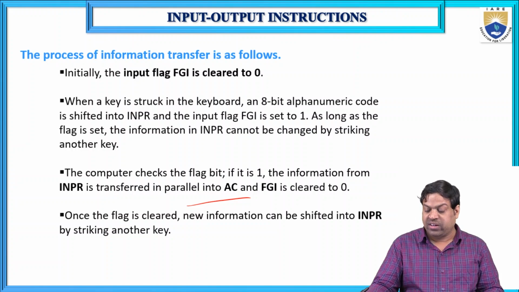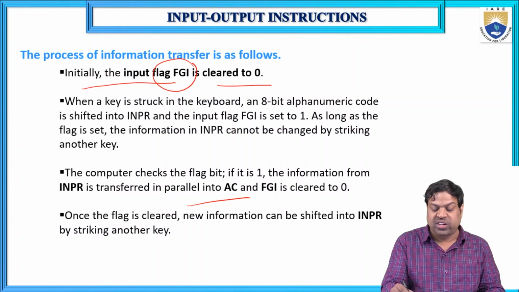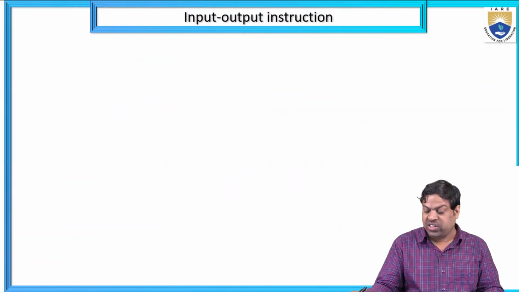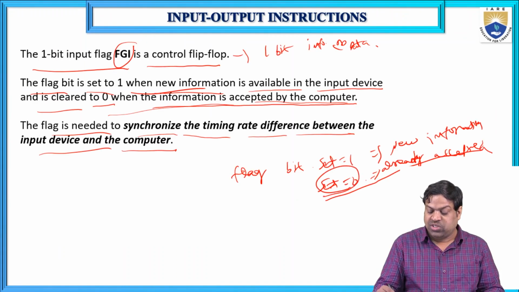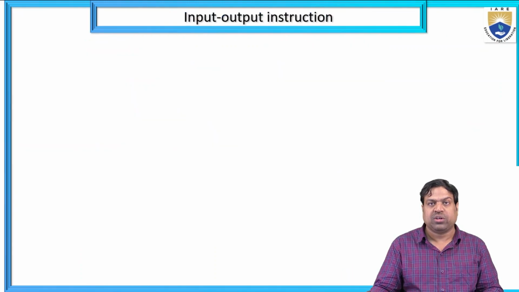So here normal data is passing from input to output, but here I am taking that initially the FGI is cleared to 0. Already we discussed this. The FGI is cleared to 0 means the information has already been accepted by the output.